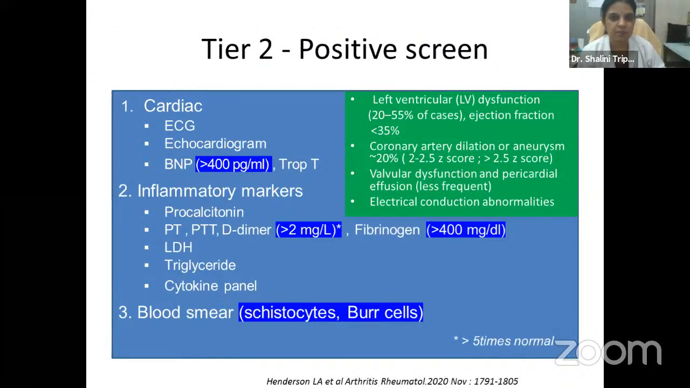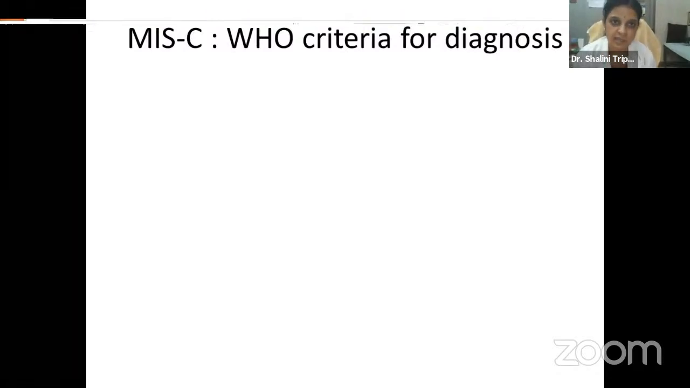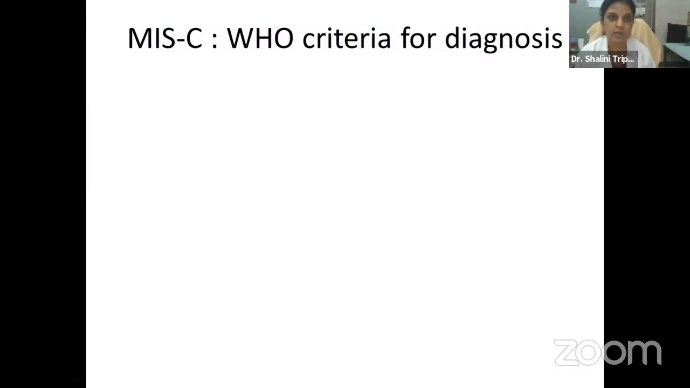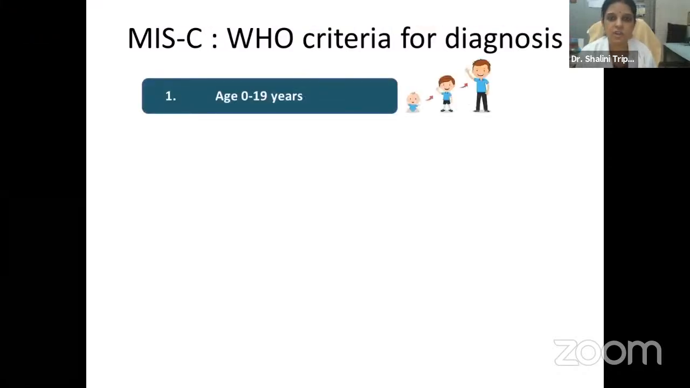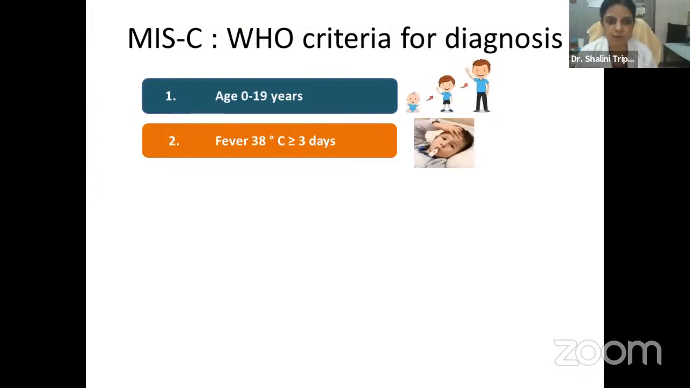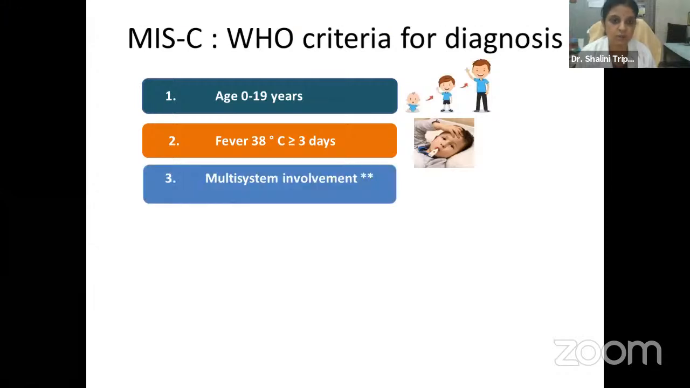Now I'm coming to the WHO criteria for the diagnosis of this MIS-C, which has 6-point criteria. And for making the diagnosis, we should have all the 6 points fulfilled. So what are those points? The age, the pediatric age group, 0 to 19 years. Fever of 3 days, 38 degrees centigrade, is a prerequisite to make the diagnosis.